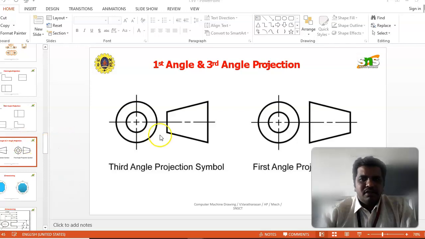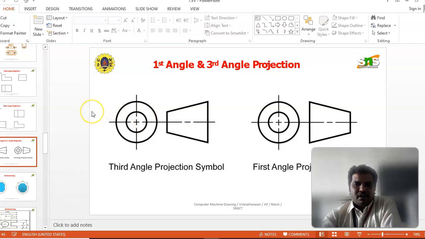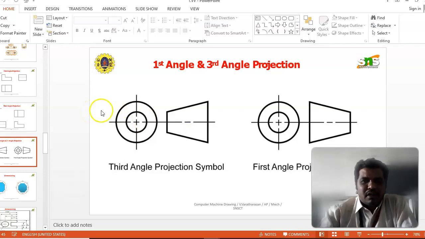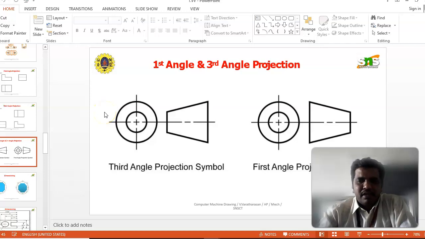So in the last lecture series, we have seen the different types of angle of projections and different methodologies to find out the correct diagram of the computer-aided machine drawing. So today also we are going to see the same thing. In the few slides, it will be left over the first angle and third angle of projection. We already saw in our previous lecture series what is the difference between the first angle and third angle of projection.